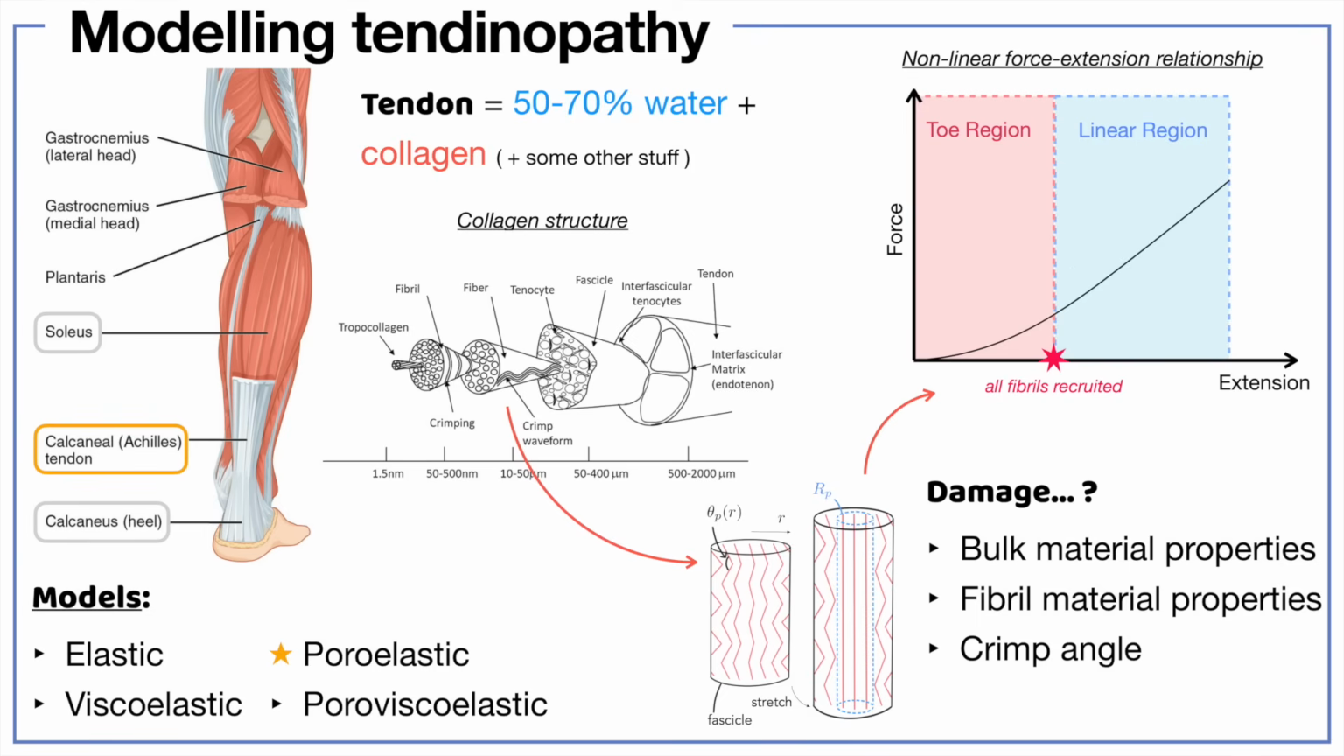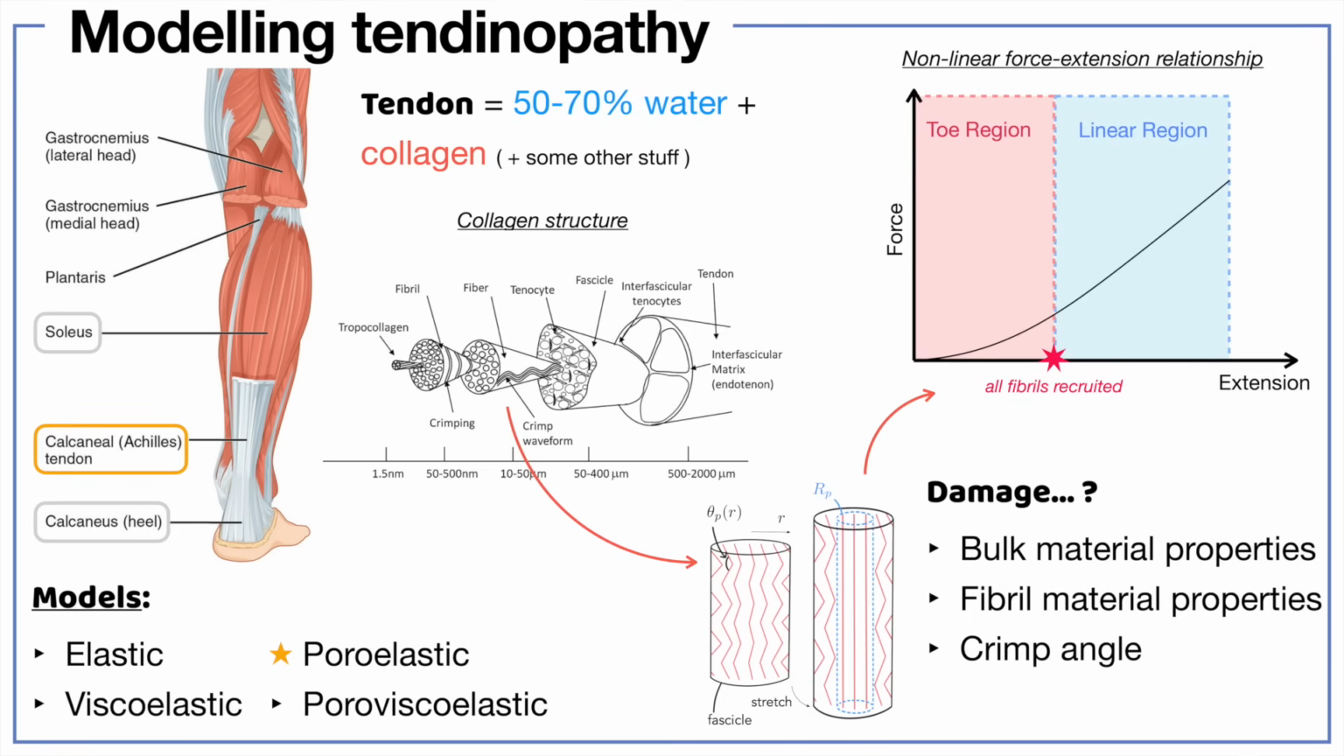And if we use that geometry and that structure, we can then recover the constitutive relationship between the force and the extension of the whole tendon. So this is what we know it should look like from various experiments on tendons. You have this nonlinear toe region at the start, which basically corresponds to the fibrils uncrimping. And then you have a linear region once all the fibrils are recruited. And the good thing about this method is that now we have access to the material properties of the fibrils, which is actually more physically meaningful than these bulk poroelastic properties.